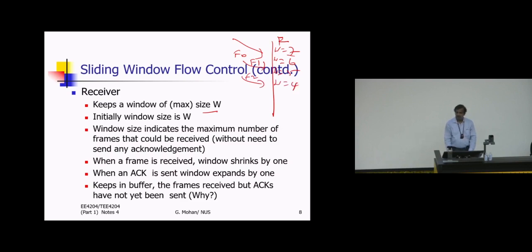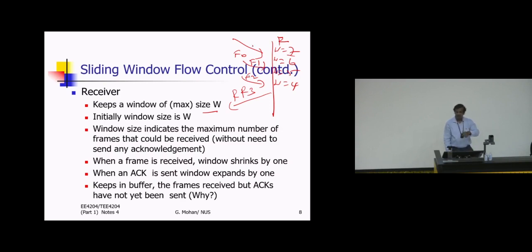Now, let's say it has processed all these 3 frames, 0, 1, 2. All the 3 frames are processed. Then it will send RR3. RR3 means it's ready to receive frame number 3 onwards. So it is implicitly acknowledging frames 0, 1, 2, the previous frames. In that case, it is acknowledging because there were 3 frames in the buffer.